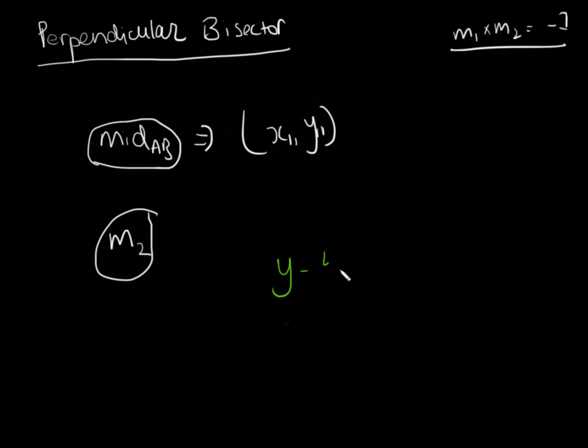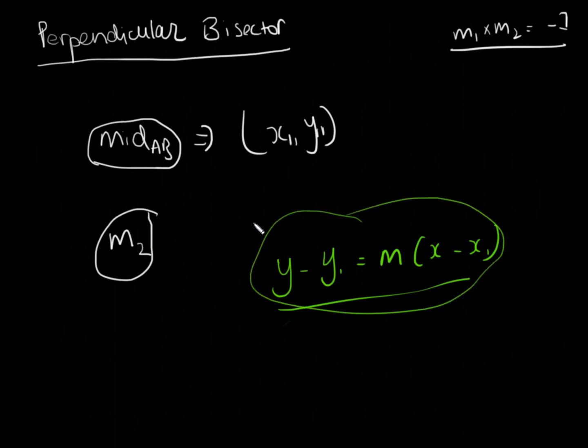So y minus y1 equals m times x minus x1, where m is the gradient of the line and x1 and y1 are the coordinates of a point that lies on this line. So now we have m2 here, and we have x1 and y1 from the midpoint of AB. So if we just substitute these values into this equation here, it should give us the equation for the perpendicular bisector of a line.